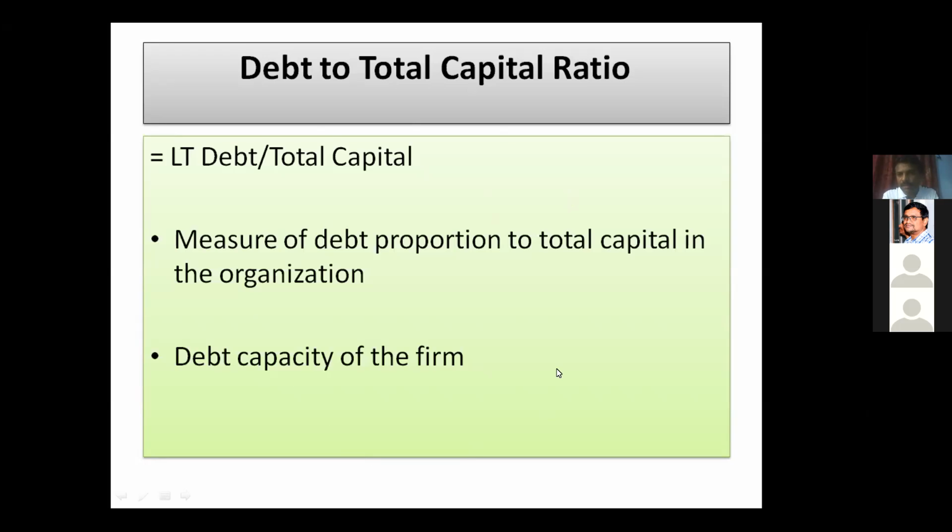Guys, questions kelbodu. Those who are in the call, you can unmute and talk.